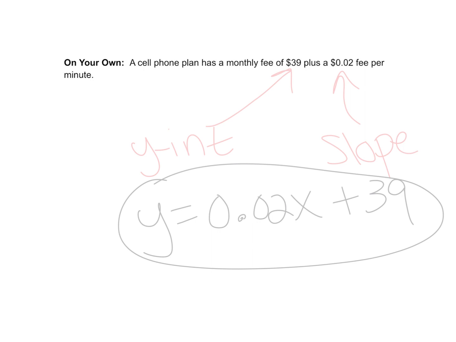Now that you've completed your notes, please go up to the sub, show the sub that you've completed the notes, and the sub will give you further instructions for the rest of class.